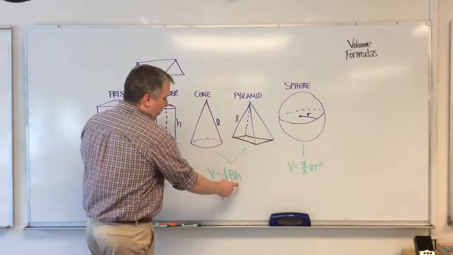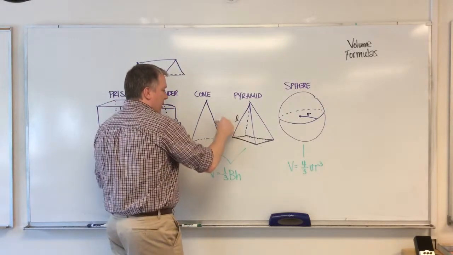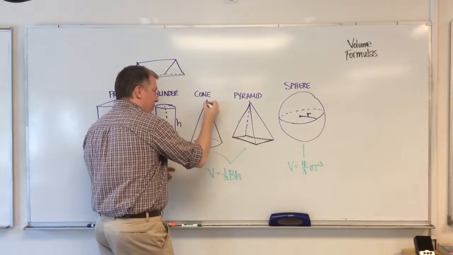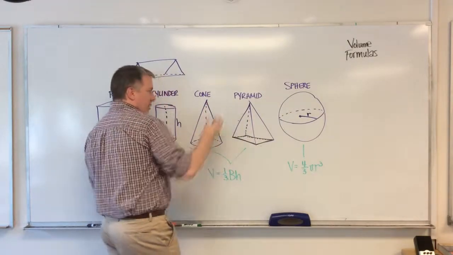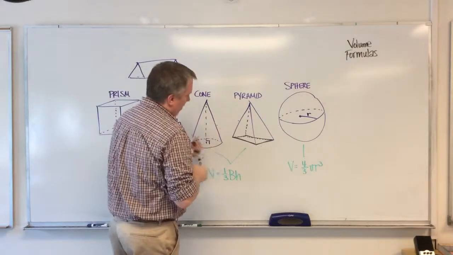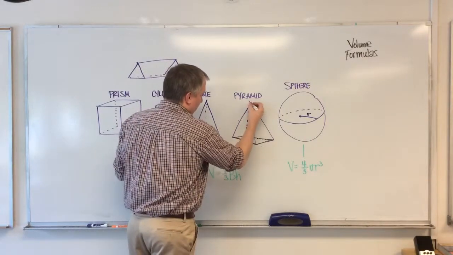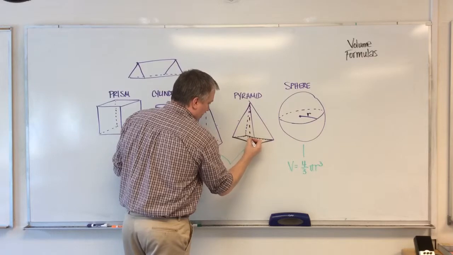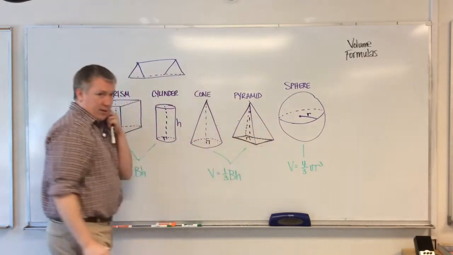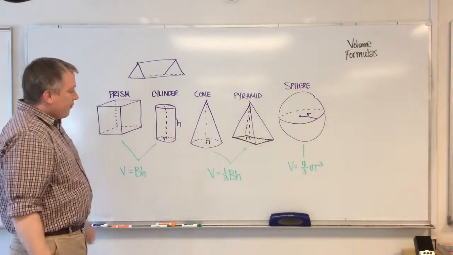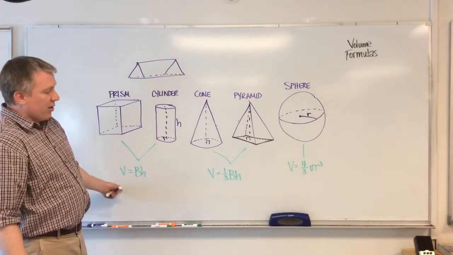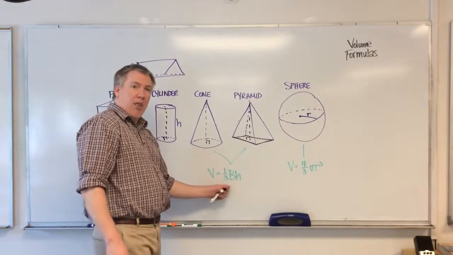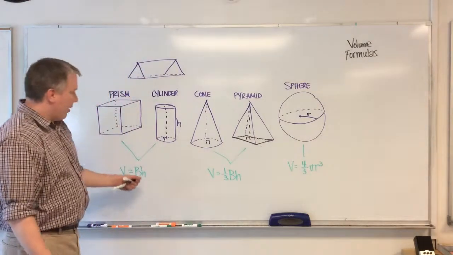Now, be very careful. It's not L this time. It's the height, which means you take the perpendicular measurement from that base to the tip. So if I drop a perpendicular measurement down to the base, it's got to be perpendicular to that base. Okay? So it's 1/3 base times height. So you can see these are closely related. This is actually exactly 1/3 of the volume here.